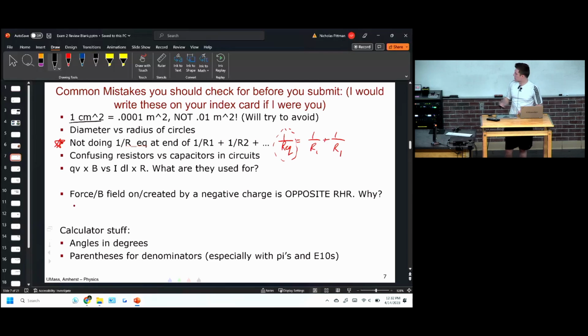Some calculator stuff before I talk about the middle 2, which are actually conceptual ones. Just make sure your angles are in degrees. Make sure your calculators are in degrees. I don't make you reset your calculators before the exam, but some people sometimes end up in radians for various reasons, so just double check that. And then also make sure, as in last exam, that when you are dividing by 25 pi, group the pi in parentheses or the times 10 to the 6th in parentheses. Otherwise, it's going to be a multiplication.